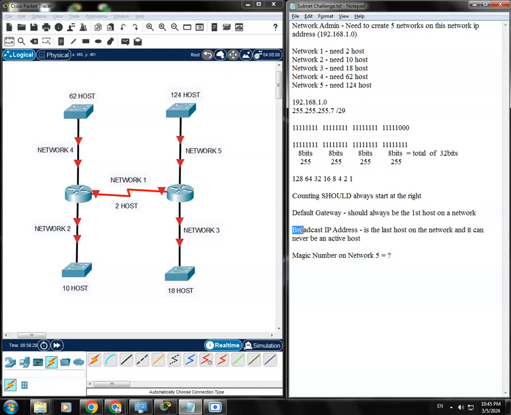And for the broadcast IP address, it says in here that it is the last host on the network and it can never be an active host. That is true. The broadcast IP address is a host, but it can never be an active host. So, for example, if you connect one computer to the switch and you want to assign its IP address as the broadcast IP address, then it will never work. Trust me.